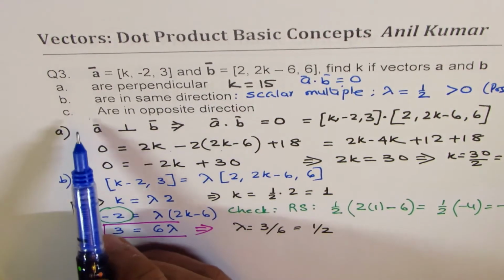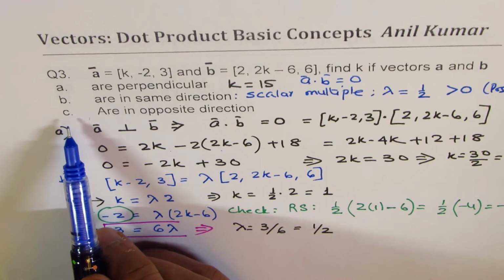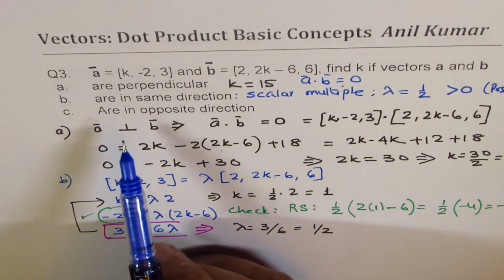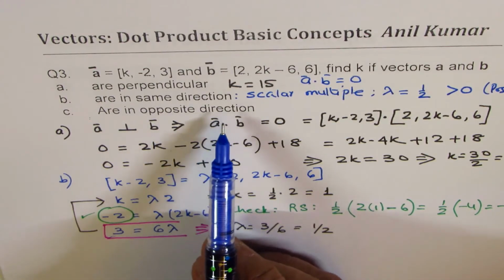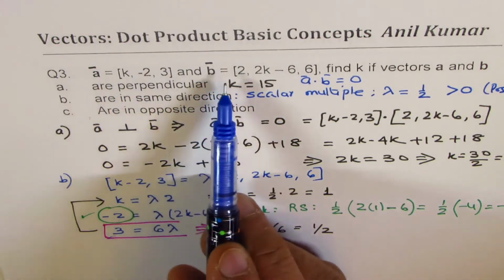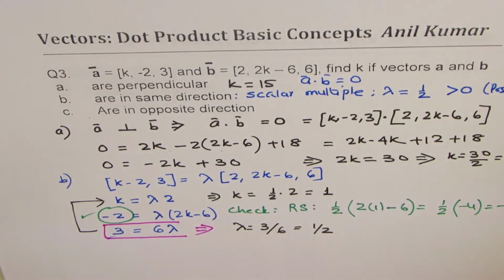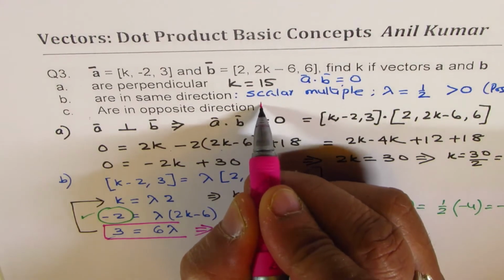Perfect. Now let's look into part C. Part C is are in the opposite direction. Now A and B should be in opposite direction. Now part C clearly is no solution.